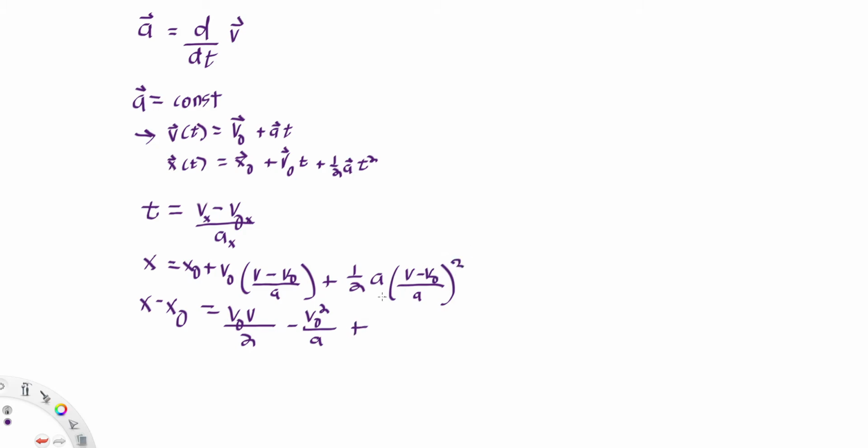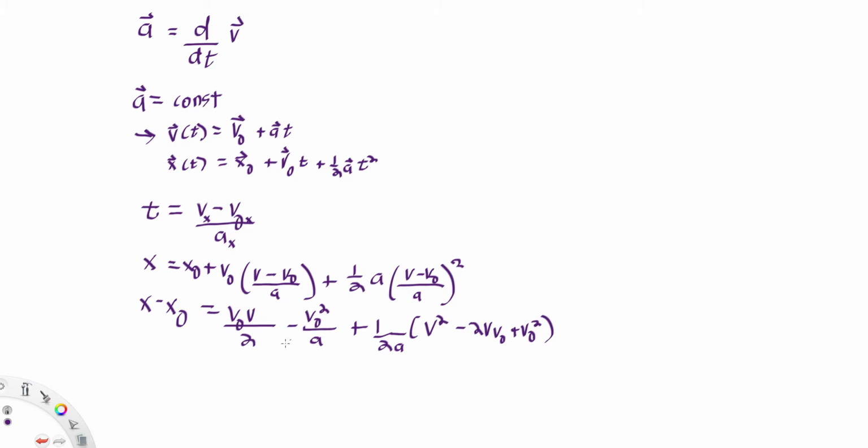We're going to square a binomial up here. And notice that when we have an a squared in the denominator and an a in the numerator, we're going to get some cancellation, and we're going to end up with just 1a in the denominator. And then our numerator here will be v squared minus 2v v naught plus v naught squared.